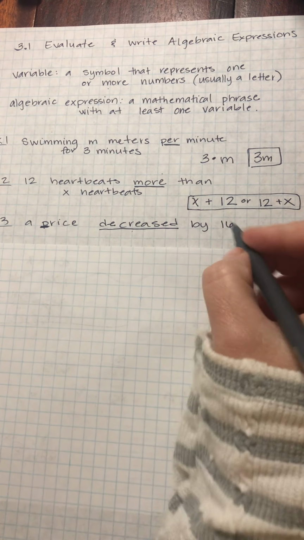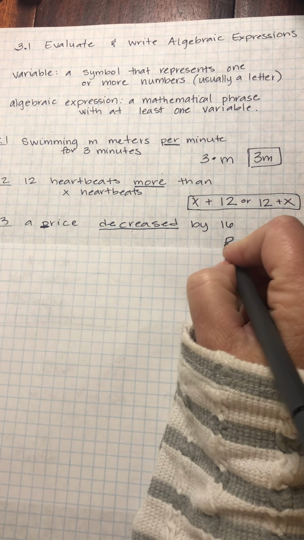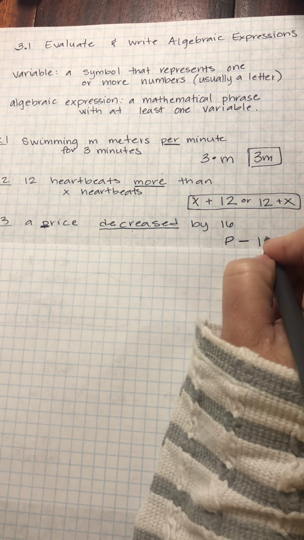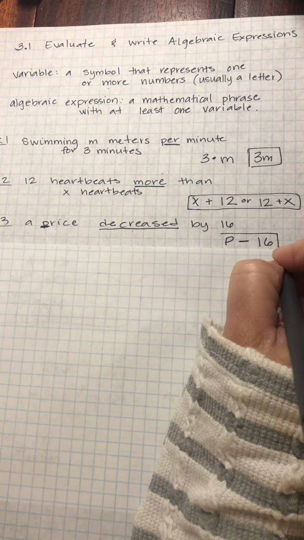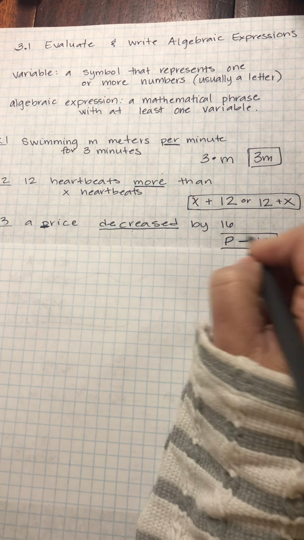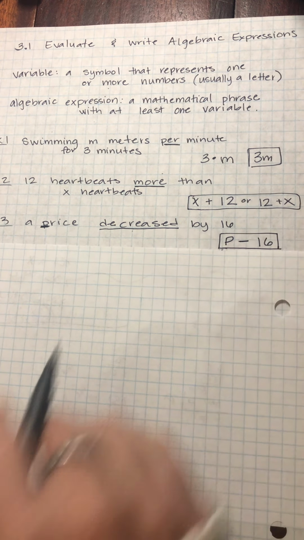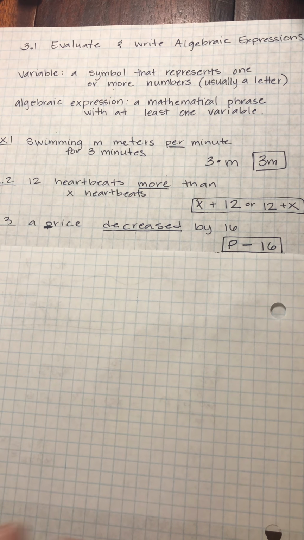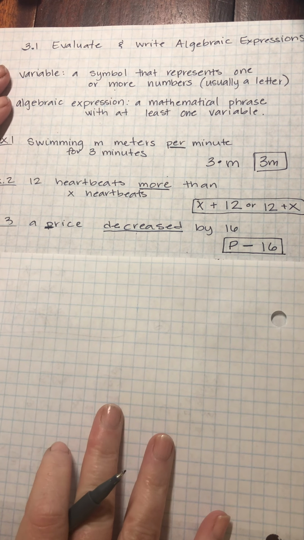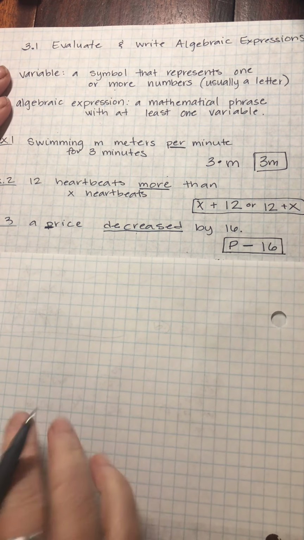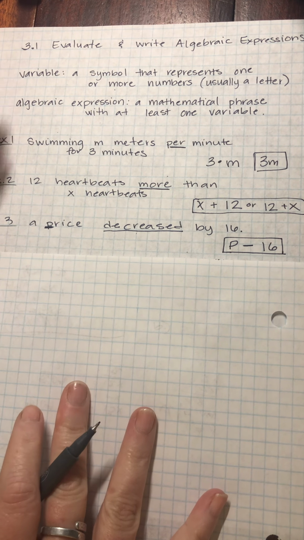So if the price decreased by 16, then the price went down by 16. So we're going to subtract. We're going to take away 16. Probably dollars, but maybe it's cents. We don't know. They didn't give it to us, so we'll just leave it how they gave it. Okay?